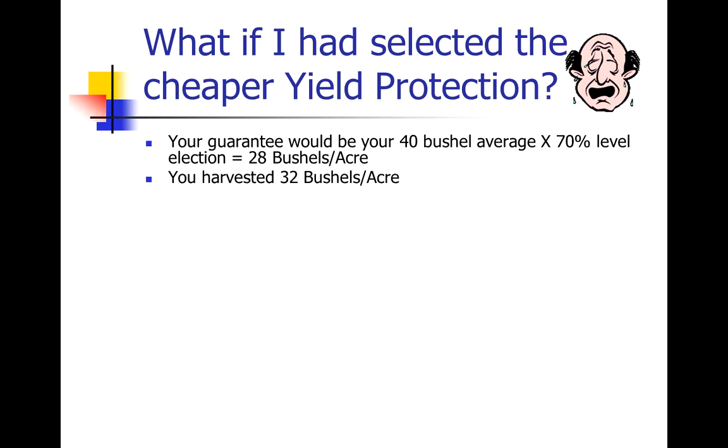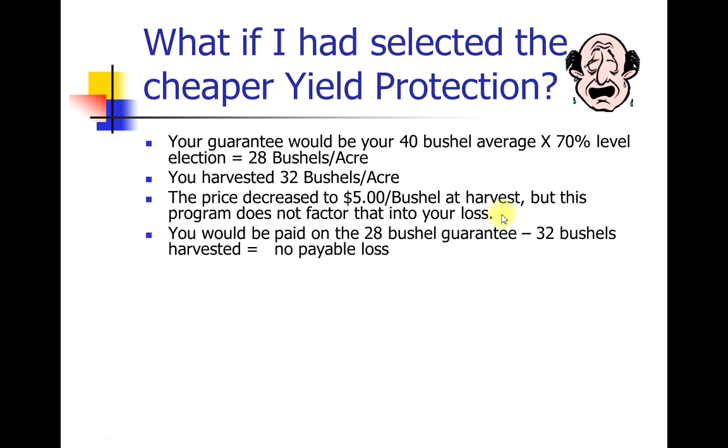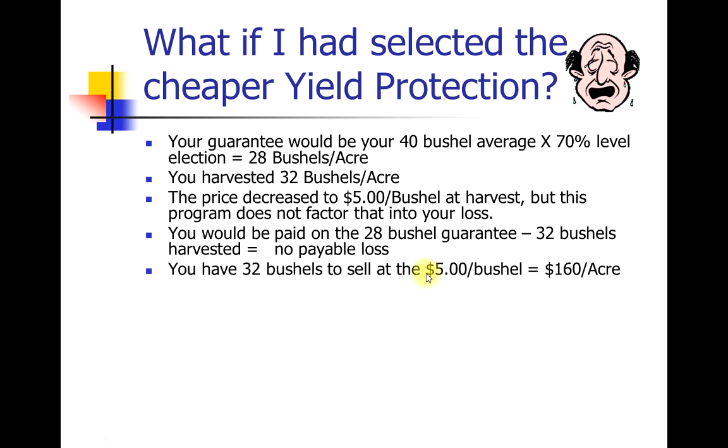So in our scenario, again, you were guaranteed 28 bushels. You harvested 32, so we were above our bushel guarantee. And had we selected just the yield protection portion of this insurance, the price still would have decreased to $5 a bushel. So in theory, you would have only got $5 marketing direct at the elevator. You would have been paid on the difference between the 28 bushels and the 32, which 32 is above 28, right? So we have no payable loss in this scenario.